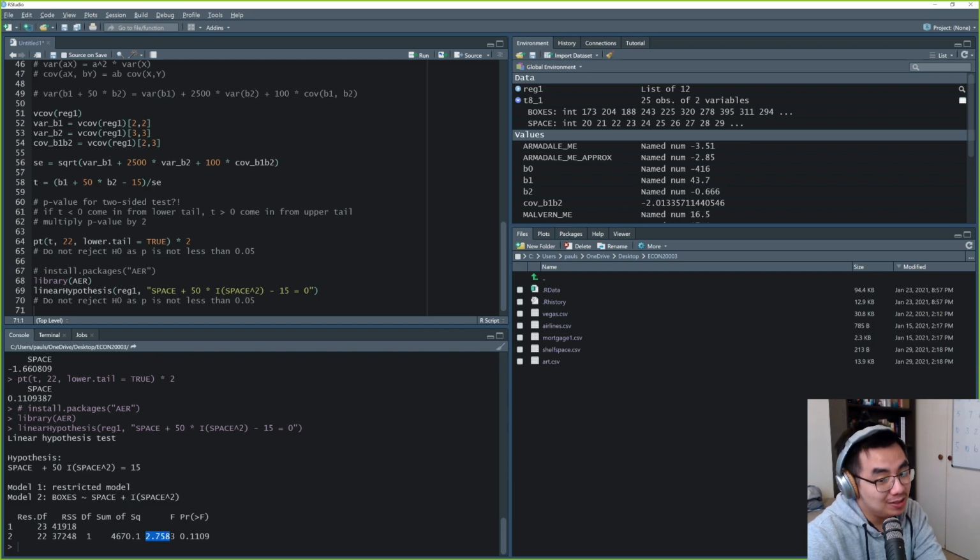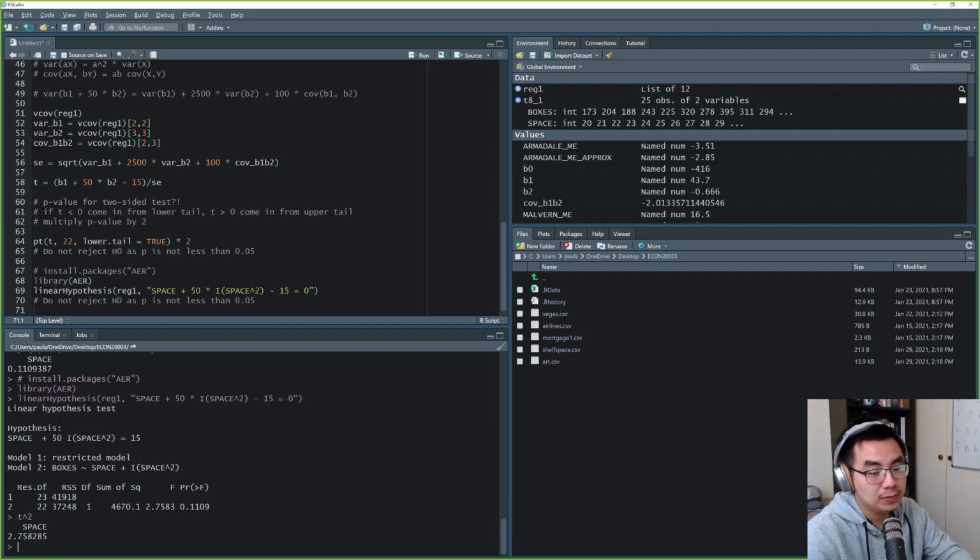For a single hypothesis, this number is just the square of the T statistic. So if you take the T statistic here and you square it, T squared, you can see that 2.7583 is the square of the T statistic. So it reports the square of the T statistic as opposed to the T statistic. I'm not going to get into why it does that, but for just one hypothesis, that might be useful to know.